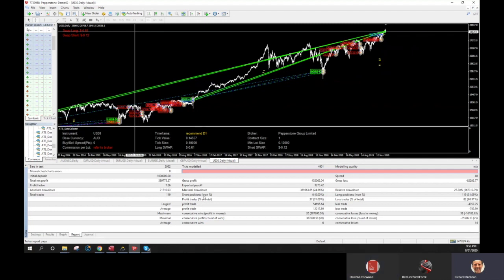And short position. Now, our indexes, as discussed in our prior podcast, are long only. So there are no shorts. That's why there's 0% short positions won. They're all long. But we've had a 31% win rate on our long positions won. Our average profit trade was $12,217, and our average loss trade was $759. So look at the reward to risk on that.